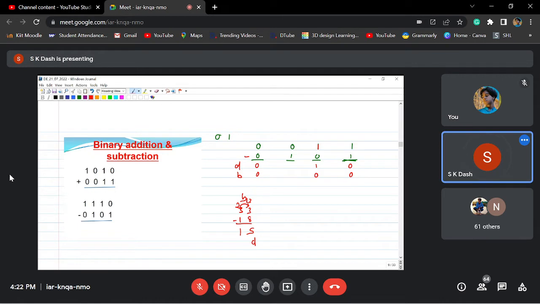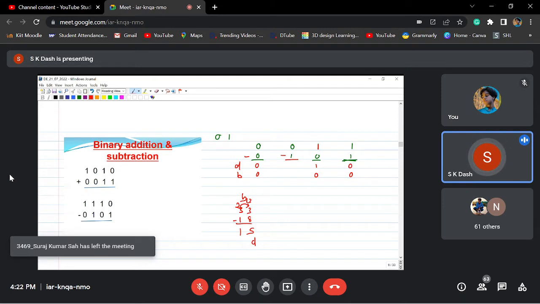Next. This one is important. Keep that in mind. Don't get confused here. Next is 0 minus 1. First of all, 0 minus 1 means you need a borrow. Okay. So what will happen? First of all, what should be the value of borrow? Borrow should be equal to 1.